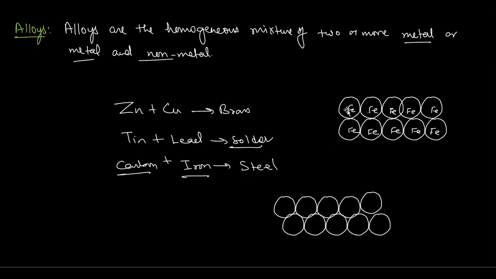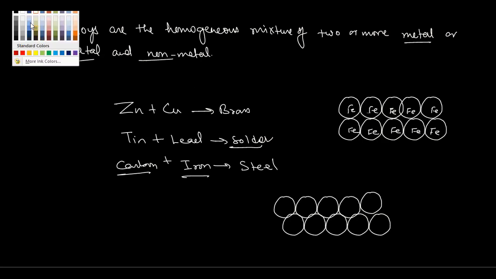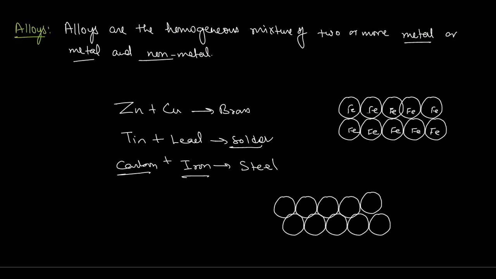The iron atom is bigger in size as compared to carbon. So the carbon atom is suitable between these, because it is very small in size and can easily fit in the space between them. When something can easily fit in these spaces, the sliding of one layer over the other is not possible, because the carbon atom prevents the sliding of layers, and this actually makes it strong.